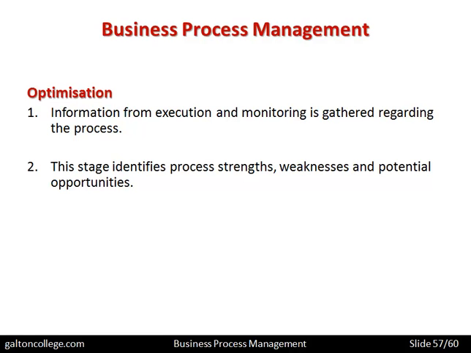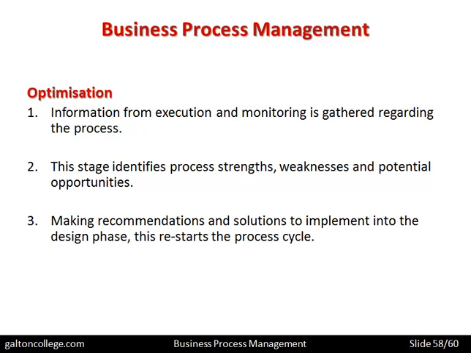So it may be that the system is configured to run at a certain pace, but one particular process runs slower, which means the overall system runs at the slower speed. So is there some way of tweaking or dealing with that one aspect of the system which is running slower than the rest? Because if that can be fixed, then the overall performance of the system will be greatly improved. The optimization process should also make recommendations and solutions to implement into the design phase. This restarts the process cycle.